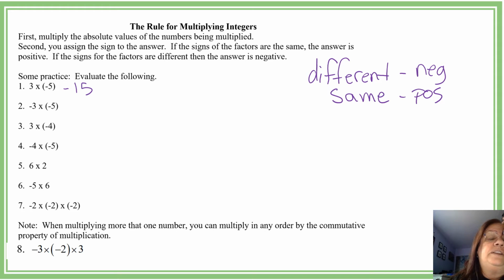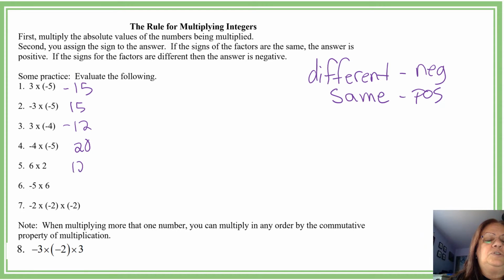Negative 3 times negative 5. Again, 3 times 5 is 15. Same sign, both negatives. My answer is positive. So this is going to be a positive 15. 3 times negative 4. Well, 3 times 4 is 12. Since I have different signs, it's going to be negative 12. Negative 4 times negative 5 gives me a 20. And since they're both negative, it's positive.